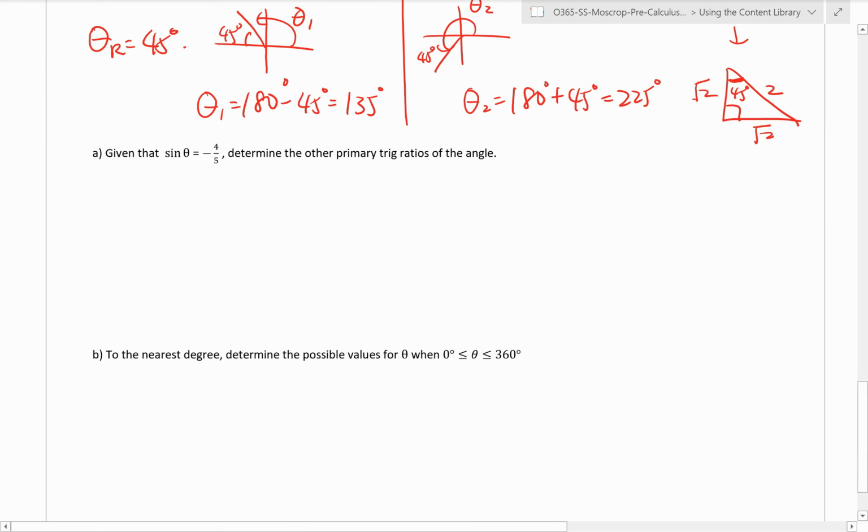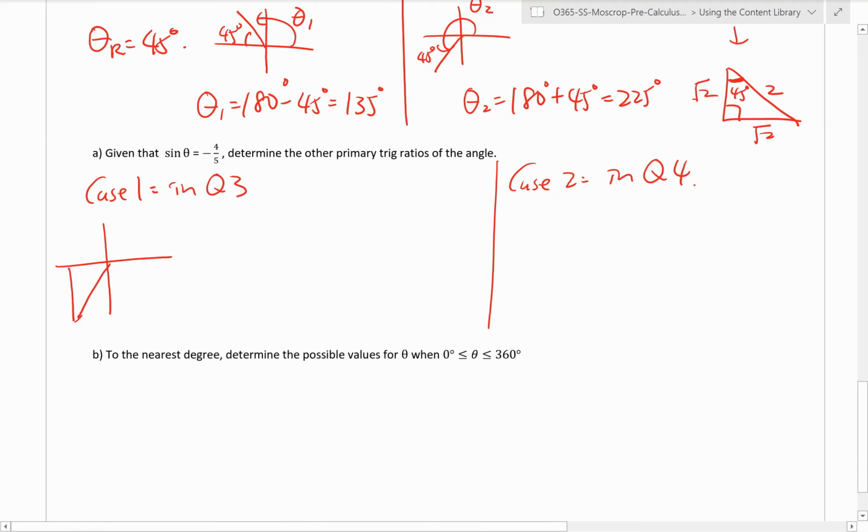Well, I guess with sine being negative, we will be in quadrant 3 and quadrant 4. Case 2 is in quadrant 4. So now we have sine right here. Sine is opposite over hypotenuse. So here's the reference angle. And hopefully you know this by now, this is going to be the 3, 4, 5 triangle. But if you don't recognize that, that's okay. You can always just use the Pythagorean theorem to solve for x and just follow these steps. You should get x equals 3. Okay, so there's our 3, 4, 5 triangle.